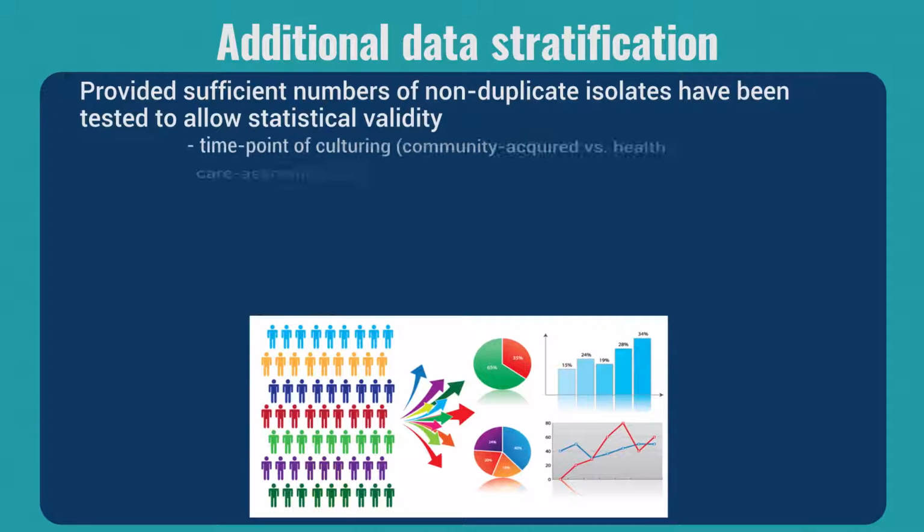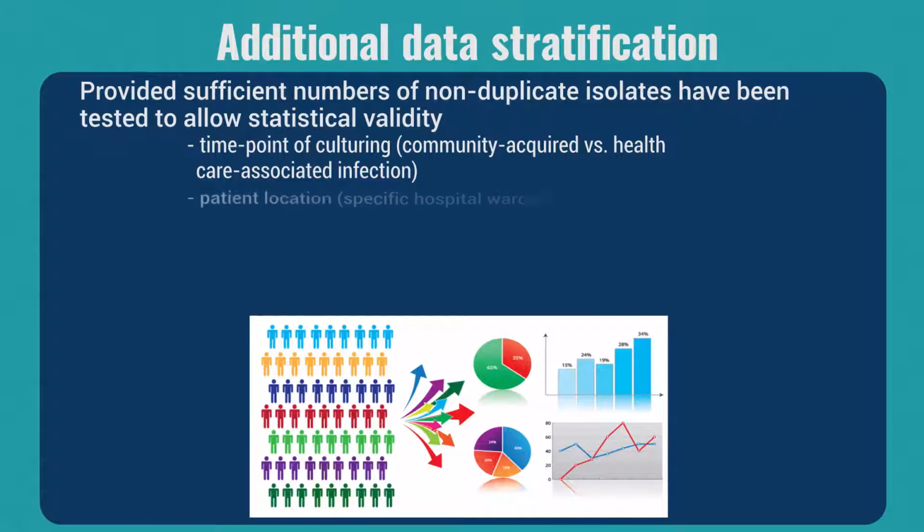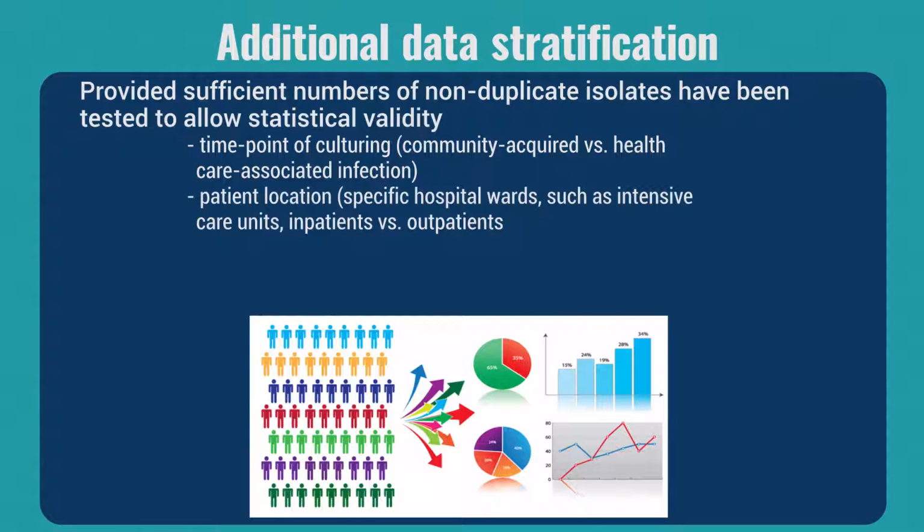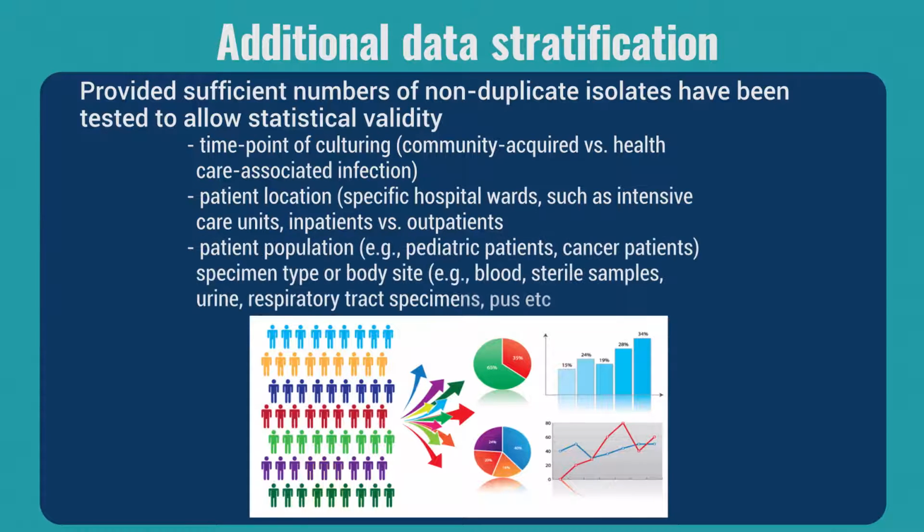This stratification can be done based on the kind of infection, that is community-acquired infections versus hospital-acquired infections. They can also be stratified based on the patient location, that is specific hospital wards. You can have an antibiogram for the ICU, you can have an antibiogram for a ward, you can have an antibiogram for the surgical department versus an antibiogram for the medical department. This will basically help you to choose the right antibiotic when you're dealing with a patient in any of these specific wards. Similarly, you can also have antibiograms based on the body site.